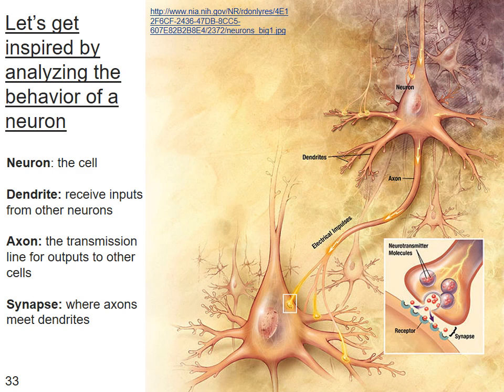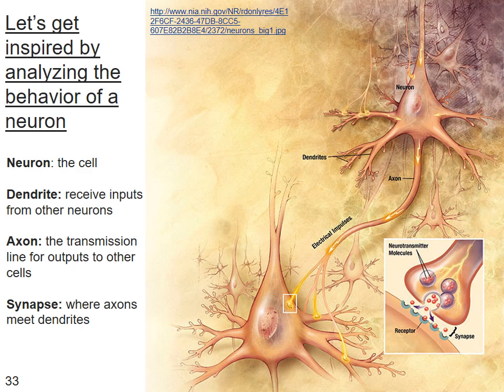A dendrite is the connections that input into the neuron body. Basically, it's the input devices into the neuron. An axon is the output of the neuron. It will transmit electrical pulses along its length to other cells, which eventually split off into dendrites into these other cells. And the dendrite or the axon neuron interface is what we call a synapse.